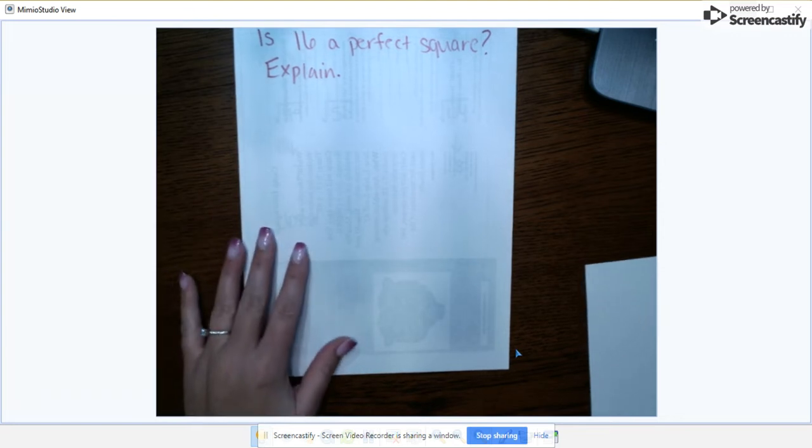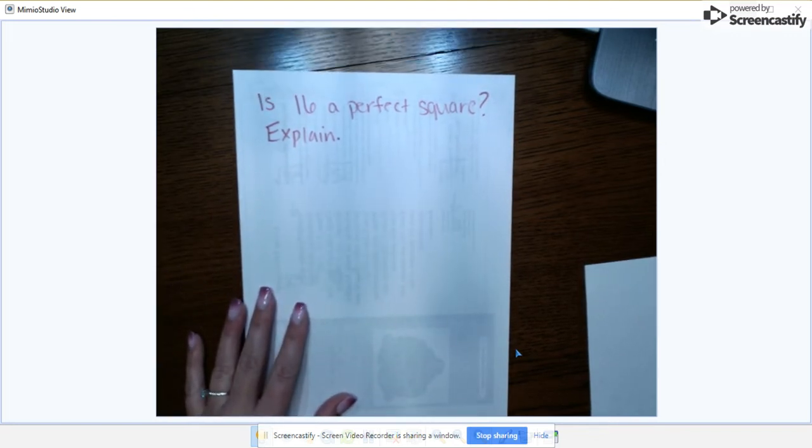Okay, I want you guys to answer the question, is 16 a perfect square? And please explain your answer.